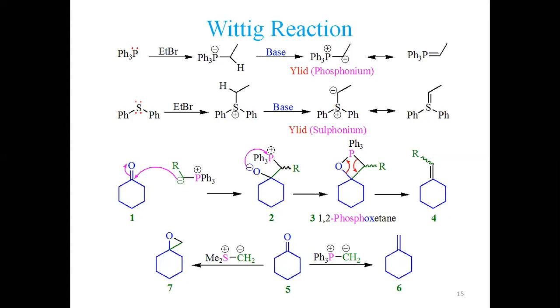I have just presented here two kinds of ylide. One is phosphorus ylide, the other is sulfur ylide. Now how are these synthesized? Let's see. We start with triphenylphosphine, meaning phosphorus bonded with three phenyl groups.